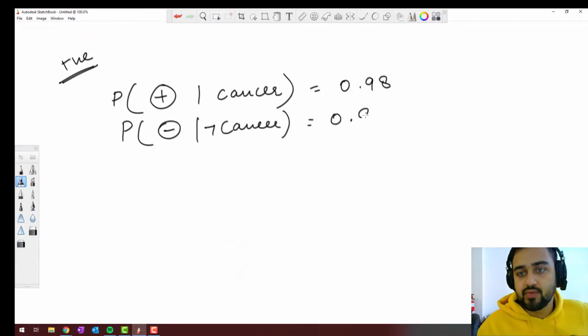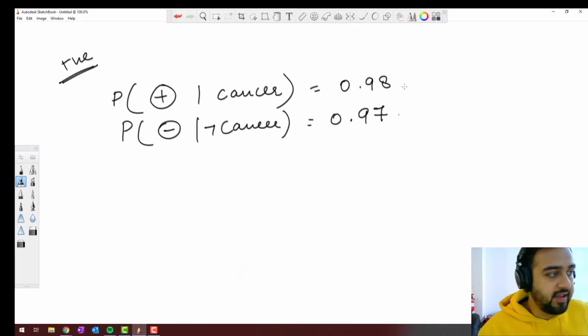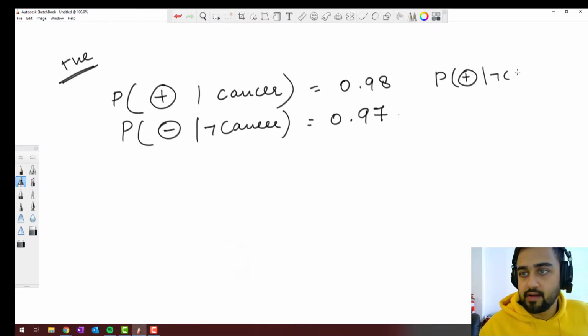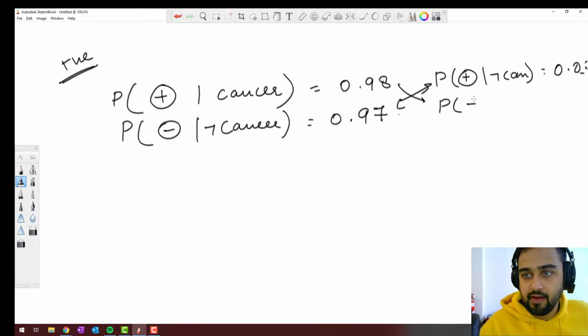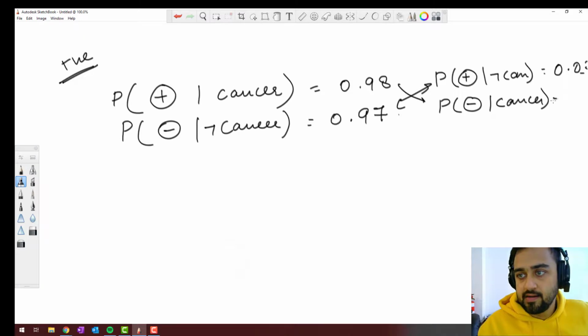So this would be 0.97. Respectively, this will give us probability of positive given not cancer equals 0.03. And similarly, probability of negative given cancer is 0.02.